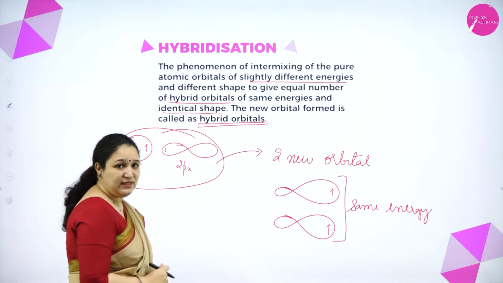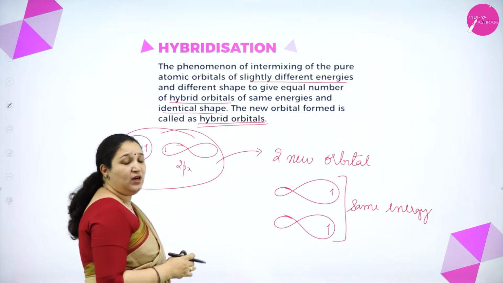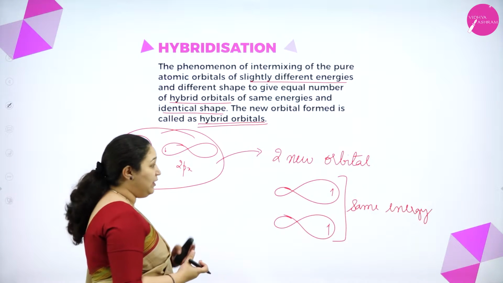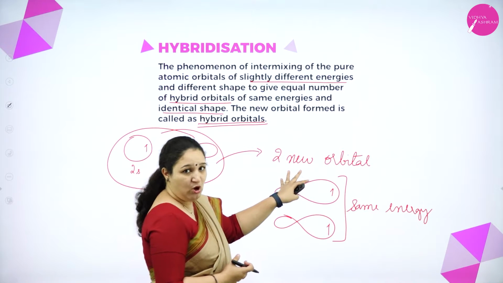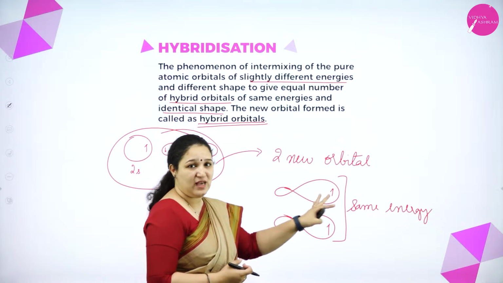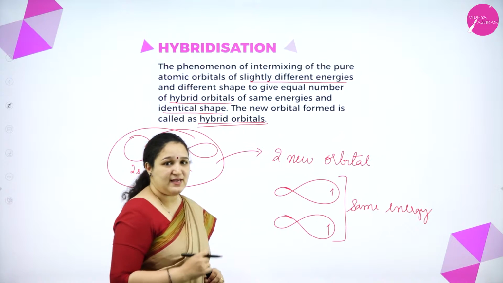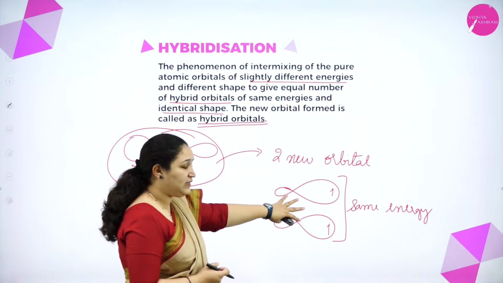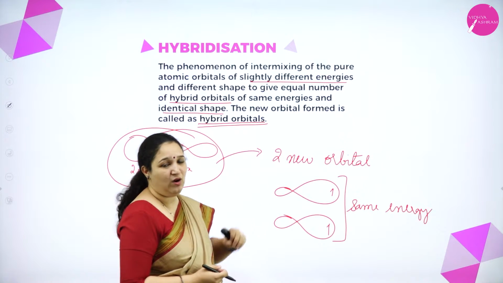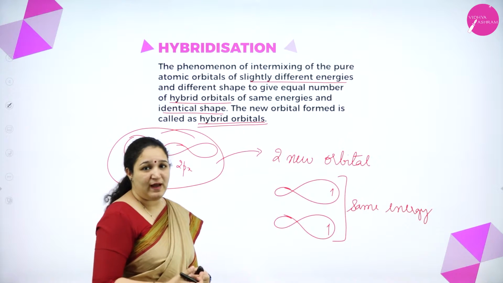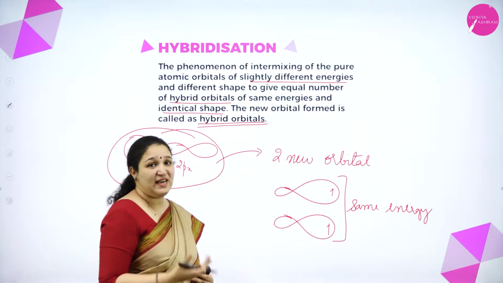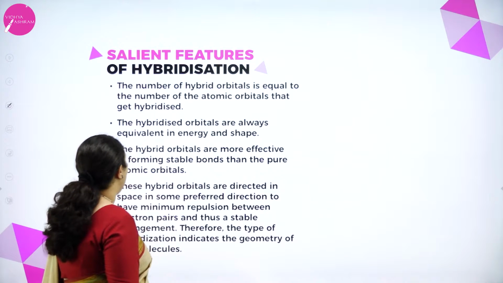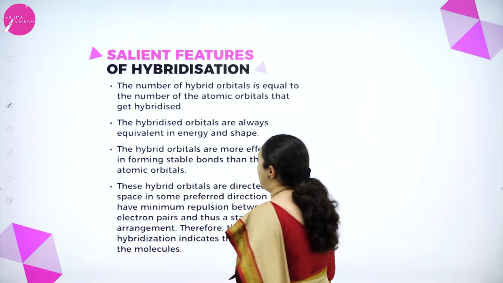So what is it? Intermixing of two orbitals with slightly different energy and different shape to give an equal number of new orbitals of the same energy and same shape is called hybridization. So I hope you have understood what is hybridization, and these orbitals are called hybrid orbitals. There are different types of hybridization. Also, there are some salient features of hybridization as well, which we will learn further. Now, what are the salient features of hybridization?